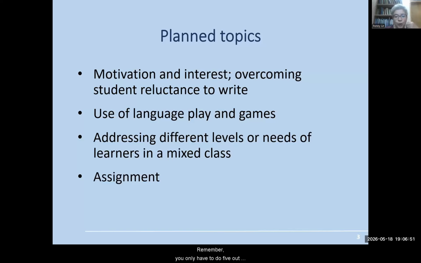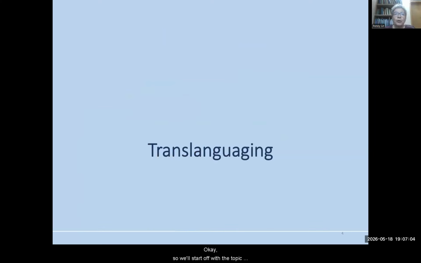Remember, you only have to do 5 out of the 9 assignments which I'll be giving, but this is assignment 4, and then, as usual, a classroom activity. Okay, so we'll start off with the topic of translanguaging.